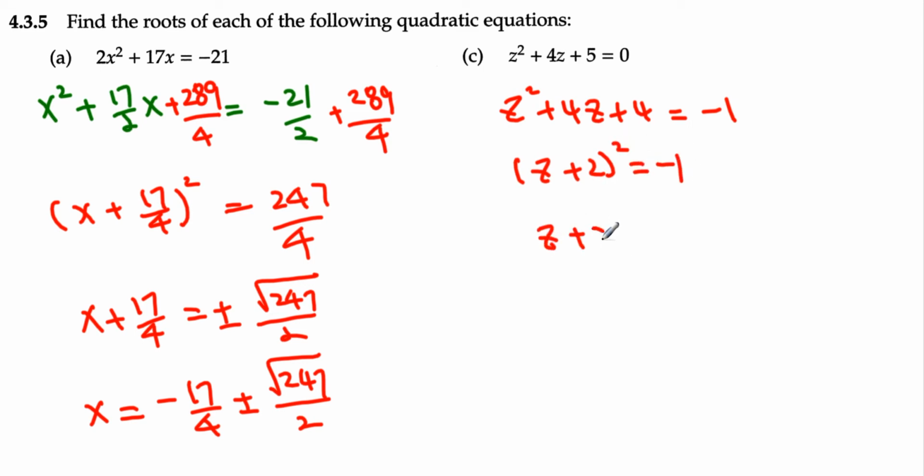Then z plus 2 must be equal to plus or minus square root of negative 1. That means plus or minus i. That's what we're looking at. So what is z? z is equal to negative 2 plus or minus i. That becomes our final answer.